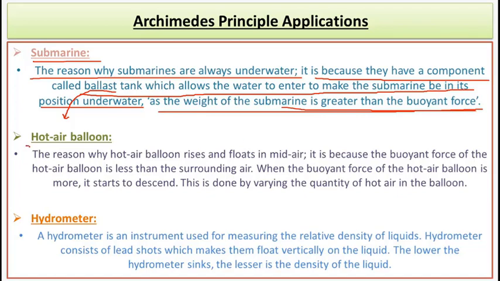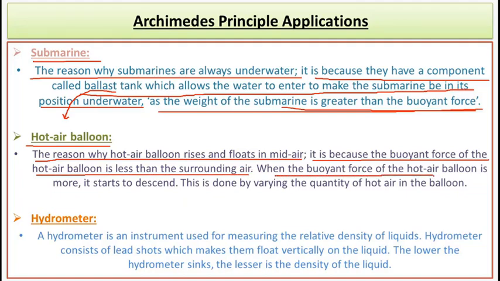In the case of a hot air balloon, do you know why the hot air balloon rises and floats in mid-air? It is because the weight of the hot air balloon is less than the surrounding air. When the weight of the hot air balloon is more, it starts to descend. This is done by varying the quantity of hot air in the balloon.